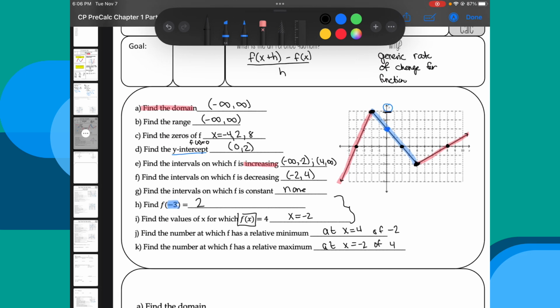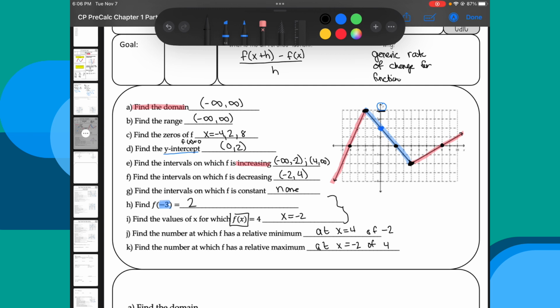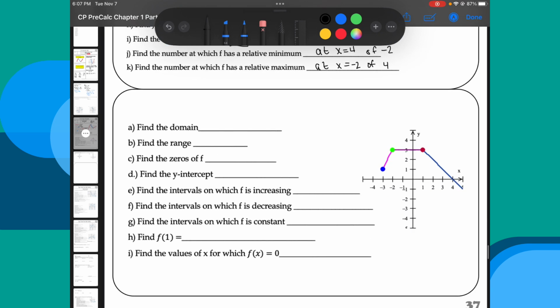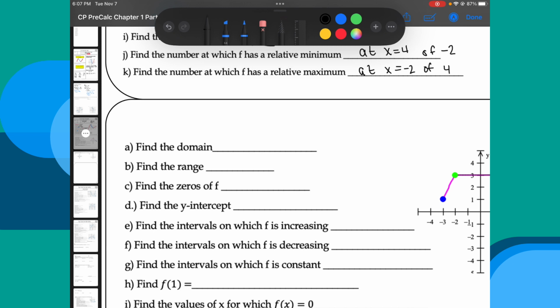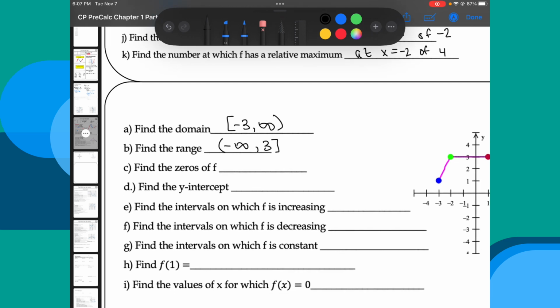So that's all the things that you can read from a graph. See if you can pause this and do the next one on your own. I'm going to put some answers in for you, and then we'll hop over to the back. So again, this has an arrow on the end. Our domain for this graph goes from -3 to infinity. The range is from -infinity to 3. Both domain and range always go from the smallest number to the biggest number.